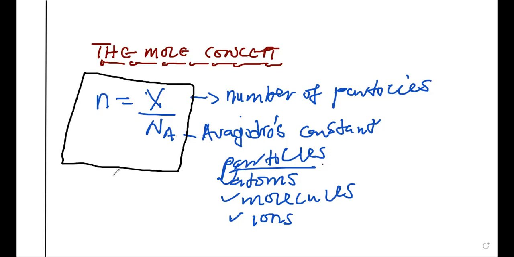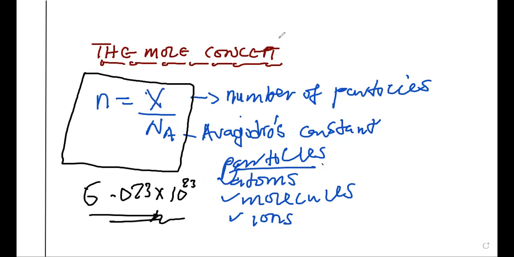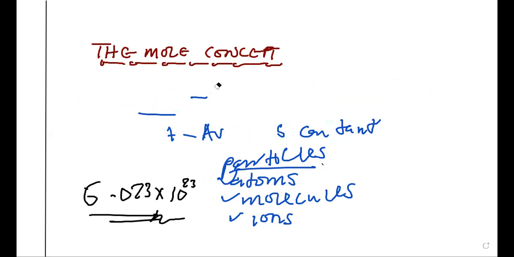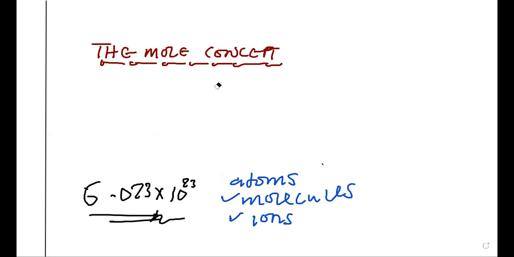Now this Avogadro's constant, it is simply 6.023 times 10 to the power 23. Hopefully we are correct. This is the Avogadro's constant. Okay, so let's quickly do one or two examples and see how questions are asked.